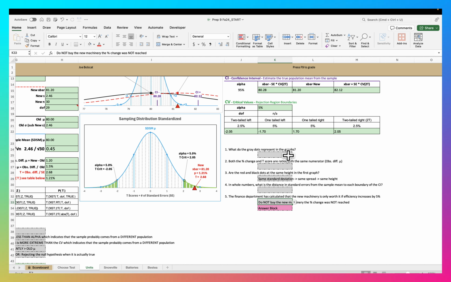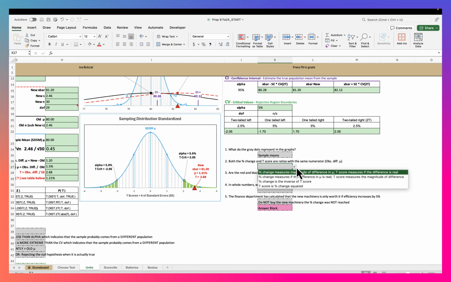Okay. Well, maybe I will help you since this is the first problem. What do the gray dots represent in the graphs? The gray dots are sample means, and percent change and t-score are ratios with the same numerator. Right? It's kind of cool, right? Percent change, because they both have observed difference in the numerator. So observed difference, observed difference. It's just the denominators are different. Percent change measures magnitude of the difference in the means, and t-score measures if the difference is real. And that actually is the answer.